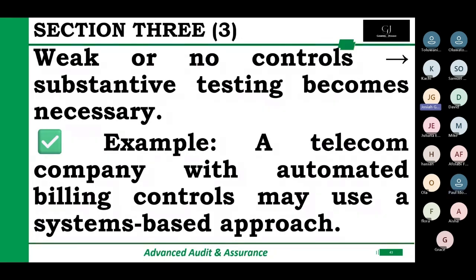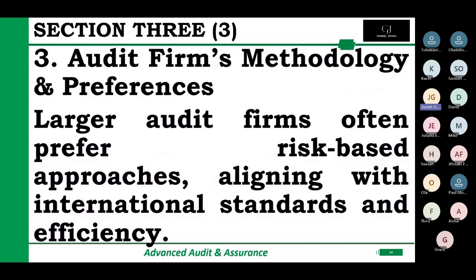So for example, a telecommunications company with an automated billing system may use the system-based approach, or the auditors may use a system-based approach to audit a telecoms company, because most telecoms companies are highly automated in their recognition of bills, their revenues, and most of the areas that involve their financial reporting. So the system-based approach would help auditors to address the areas of audit for a telecoms company.